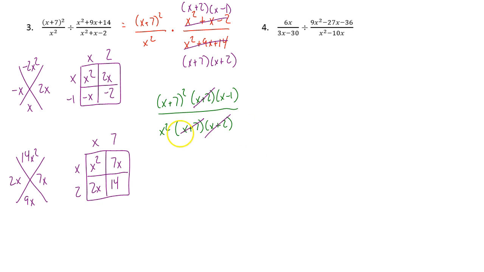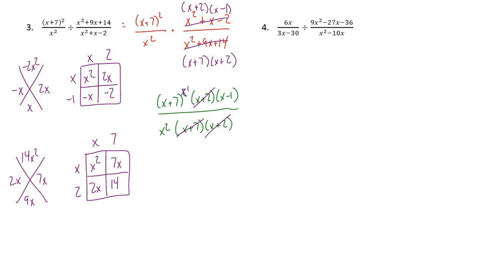Now here we have one x plus 7. Here we have 2 of them. So that means we're just going to have 1 left over, because remember, x plus 7 squared means x plus 7 times x plus 7. One of them cancels out with this one, leaving us with just 1 more left in the numerator.